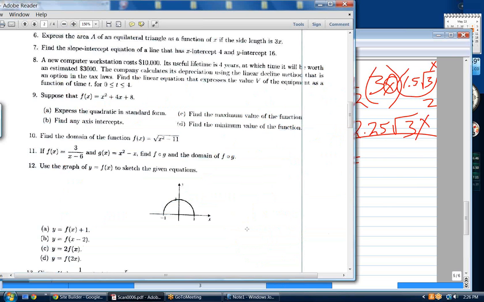Do we have an answer key at the end of this thing? Check.